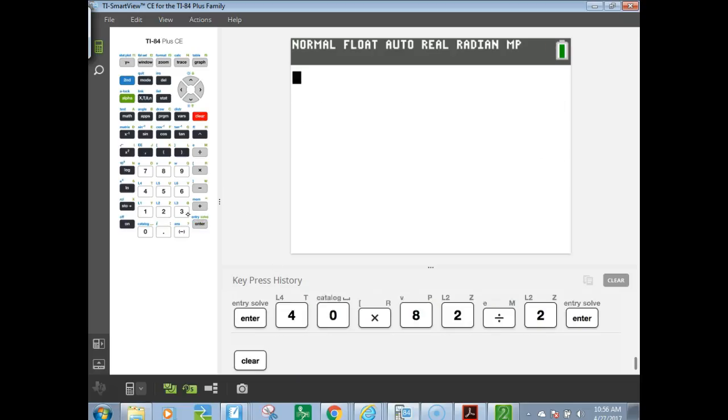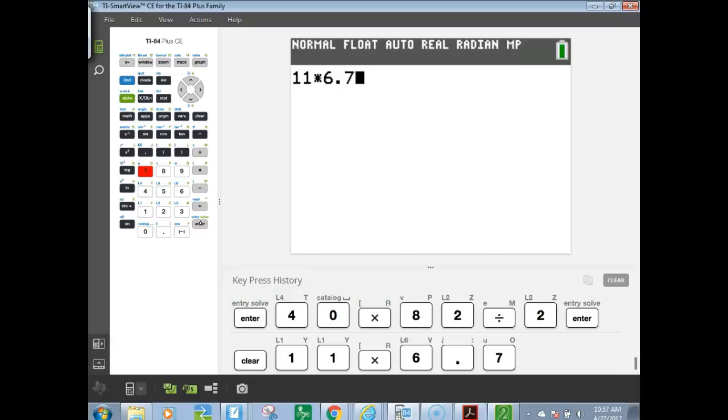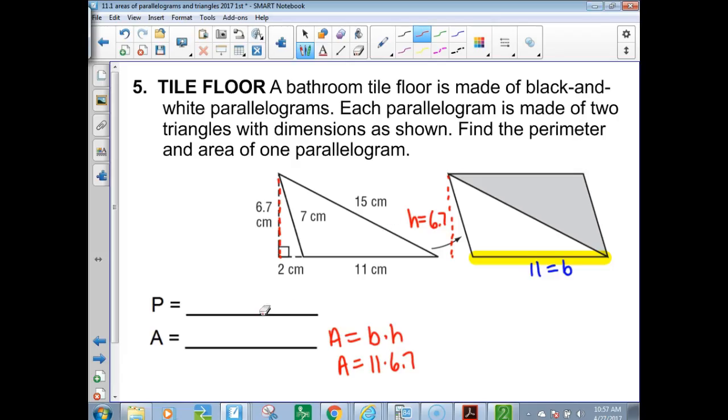This is old stuff. So I'll clear that. 11 times 6.7. And then we need to label it correctly. It's 73.7. And those are in centimeters. So we write centimeters squared, I know is how you guys say it, which is really square centimeters.